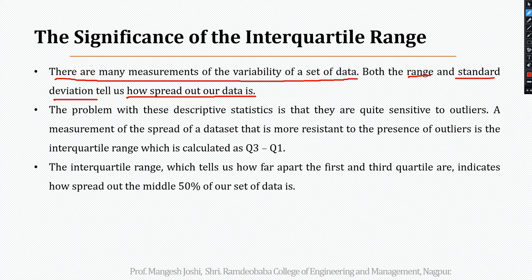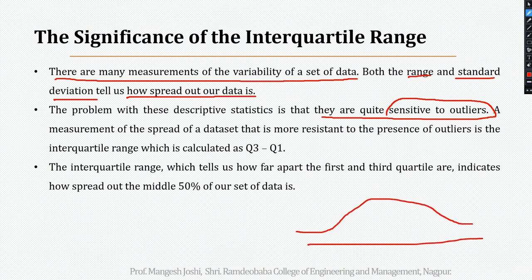These two measures of variability are sensitive to outliers. Suppose you have a normally distributed population and you have only one student of say 6.5 height. And you have only one student of say 3 feet or 3.5 feet.